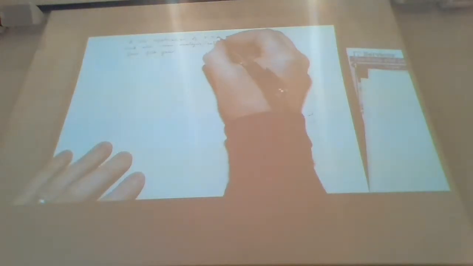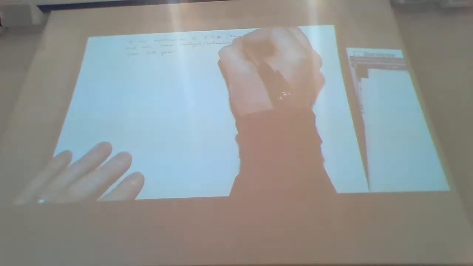Yes? What's the FTA? FTA, Fundamental Theorem of Arithmetic. Oh, I thought that's a H. No, FTA, yeah. Fundamental Theorem of Arithmetic.